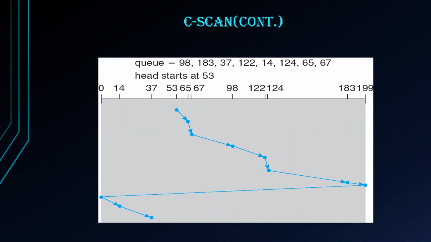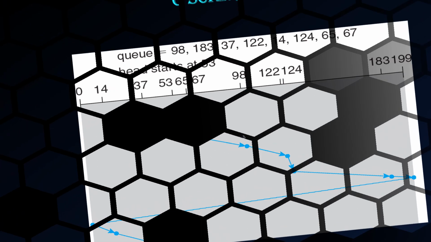The Q values are 98, 183, 37, 122, 14, 124, 65, 67, and head starts at 53. Obviously head starts at 53 only, then it moves to 65, 67, and so on, and finally it reaches 37 by using this C-scan algorithm.